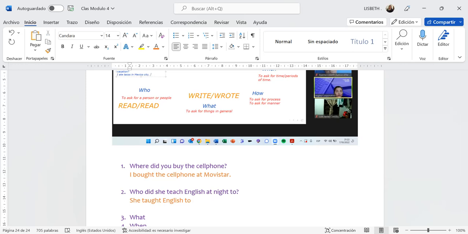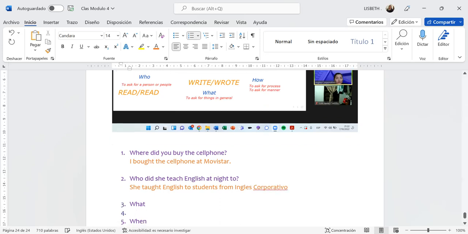Nosotros. To students. Uh-huh. To students from El Salvador. I don't know. Give more information. To a student from English. Yes, very good. English Corporativo. Proper name. Así se deja, okay? Okay. Thank you, T.